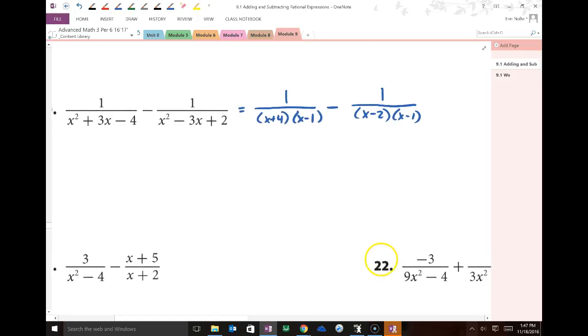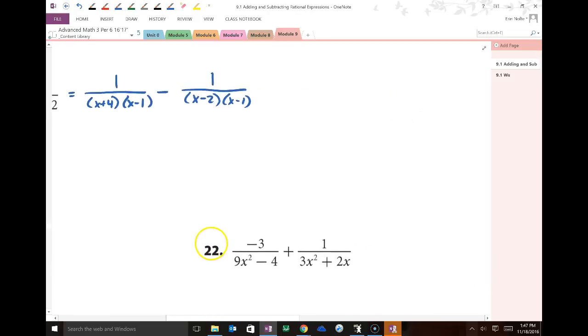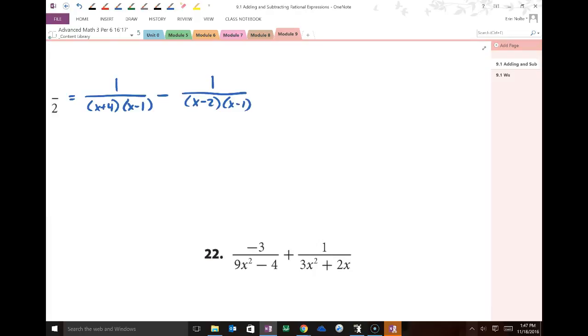Okay. I'm going to just slide over here. There we go, because we don't need to look at the original anymore. All right, now let's talk about the common denominator. What's the common denominator? Good. X minus 1. It's part of it. What else? Good. X minus 2 and x plus 4.